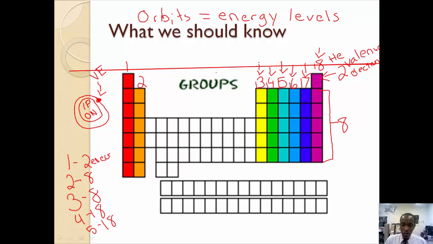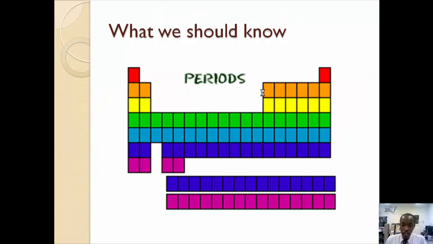This is the groups, and groups are very important as in it tells us the number of valence electrons, and valence electrons are the important part of chemical bonding. Now periods tell us the number of energy levels or the number of orbits. So we have 1, 2, 3, 4, 5, 6, 7. All right. So all the elements in period 1, which is 2 elements in period 1, have 1 orbit or 1 energy level. And remember, orbit is the same thing as energy level.